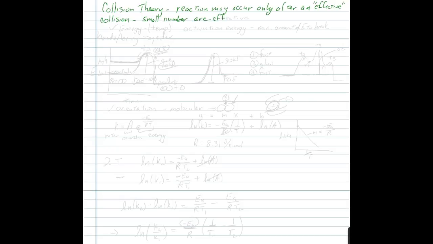There are two factors on whether a collision is effective or not. One factor is energy. They must collide with enough energy, and this is related to the temperature. The higher the temperature, the higher the energy, the faster the particles are going. You need enough energy to overcome the activation energy.